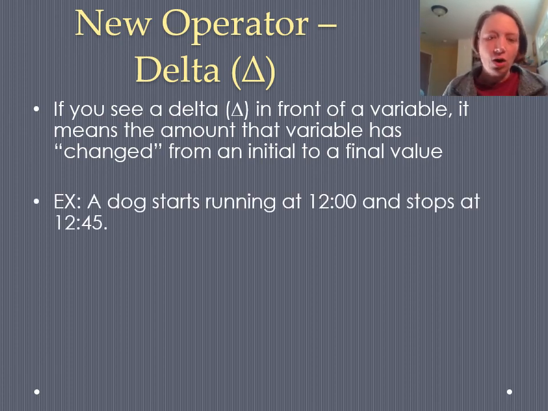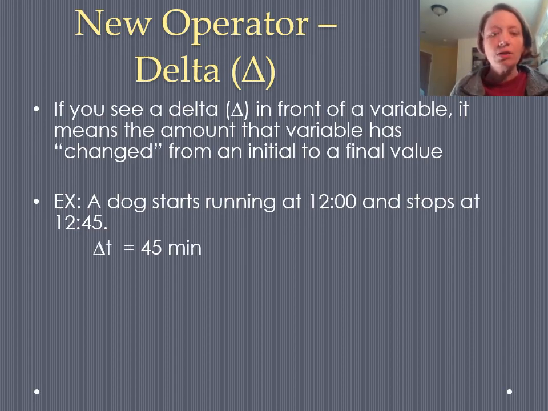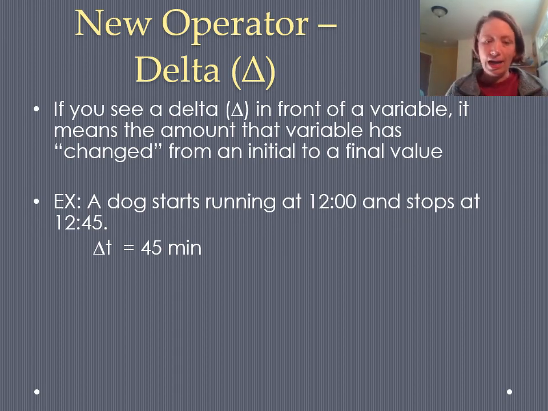So if you had a dog that started running at 12 o'clock and stopped running at 12:45, the time would be 12 or 12:45. But if I asked you to find delta t, that would be how much time has changed from the beginning to the end. Delta t for this example would be 45 minutes. So you should note that they're all different things. If you see the delta, you can't just put the regular old time in there or you're going to get the wrong answer. So whenever you see a delta in physics, make sure that you're thinking about what has changed and how much that variable is changing.